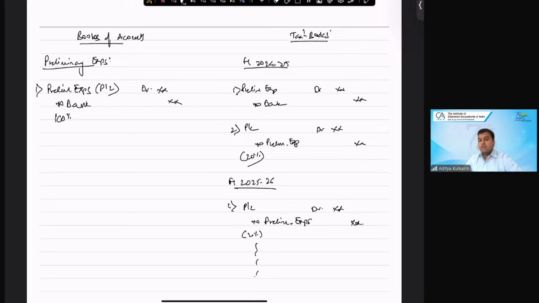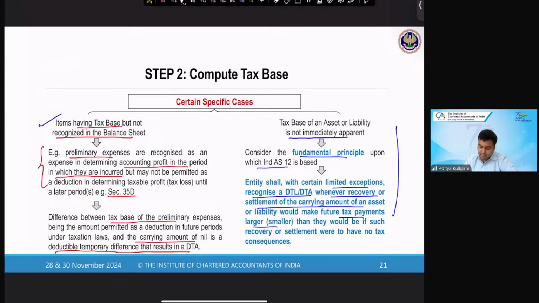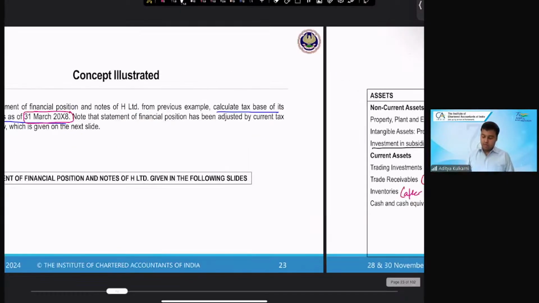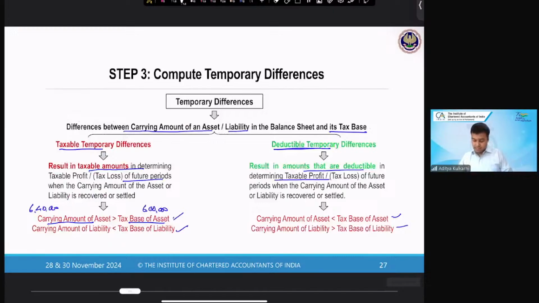So can I say that there is a tax base, but there is no carrying amount? Yes, sir. So that is what it is telling: items having a tax base, but not recognized in the balance sheet. The difference is obviously temporary in nature, so there will be a reversal in the future. All right. So that takes care of certain specific cases. Go through these queries for homework. Next.